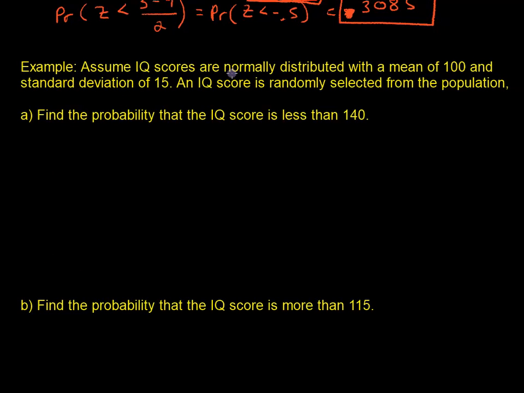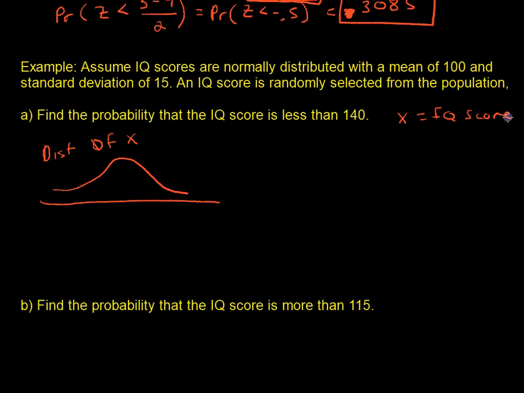Assume IQ scores are normally distributed with a mean of 100 and a standard deviation of 15. An IQ score is randomly selected from the population. Find the probability that the IQ score is less than 140. All right, so here we go. This is the distribution of IQ, so let's define x as the distribution where x is going to be the IQ score. The mean of this distribution is 100, so mu equals 100, and sigma, the standard deviation, is 15.